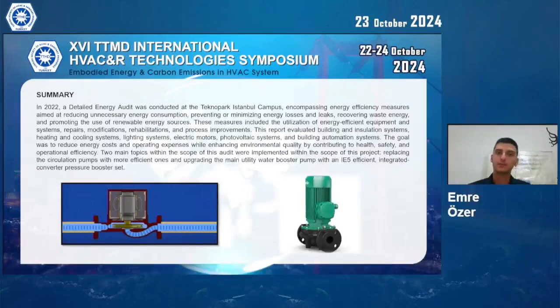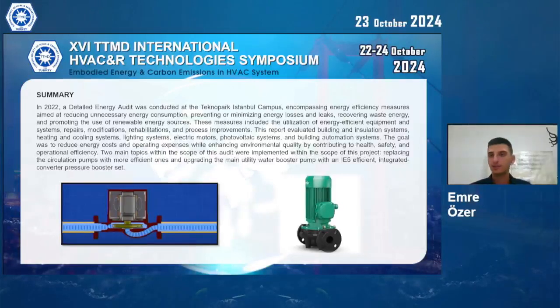First, let's start with summary about the project. First, let's look how this project came out. In 2022, at the Technopark Istanbul campus, a detailed energy audit was conducted. As a result of this audit, 7 solution options have been selected for reducing the unnecessary energy consumptions, minimizing energy losses, and recovering wasted energy. Also in the audit, utilization of energy efficiency equipment and systems and process improvements are considered.